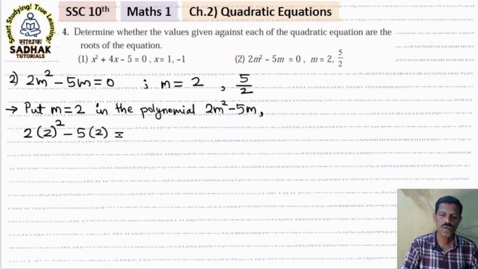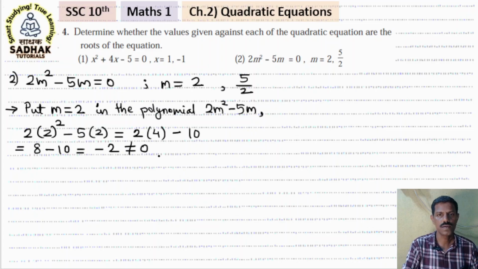So when we simplify this, 2 we have to write as it is. 2 square will be 4, minus 5 2s are 10. Let me write this down. 5 2s are 10. So in the next step, 2 4s are 8 minus 10. So that will give us 8 minus 10 will be minus 2, which is not equal to 0, right?